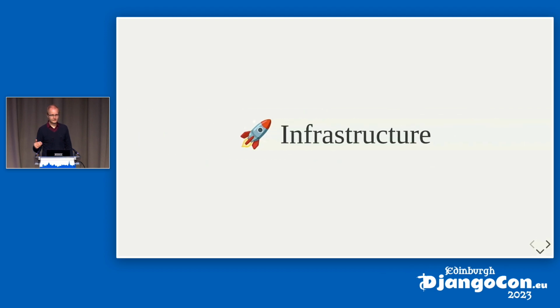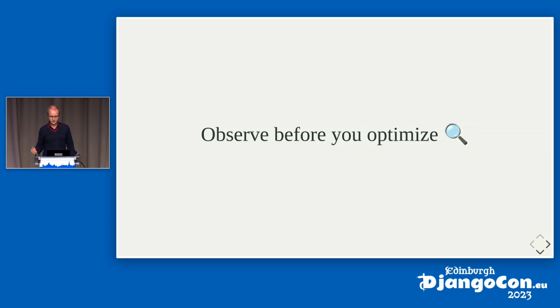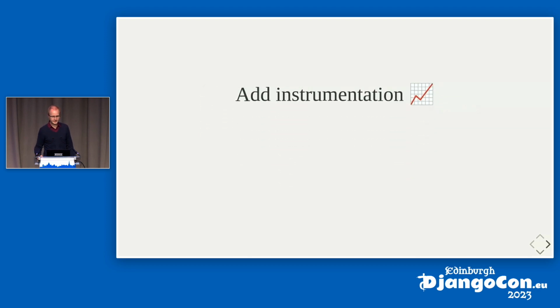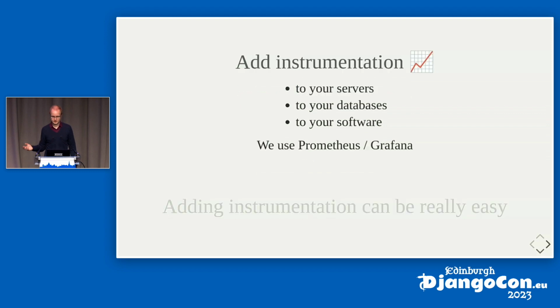And to be successful with this, not only the code needs to work well, but we also need to have the right infrastructure to run it. And just the same as with code, we should make sure that we have good information on where the bottlenecks in our infrastructure are before we start optimizing it. So we're adding instrumentation to our servers, to our databases, and to our software itself. We use Prometheus to collect data from different sources and Grafana to visualize it.